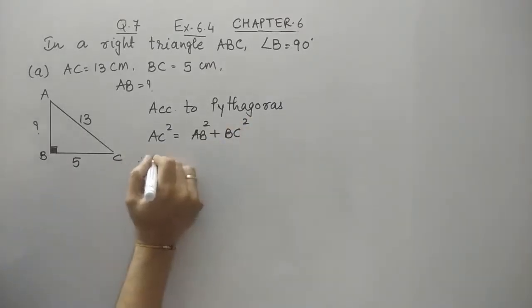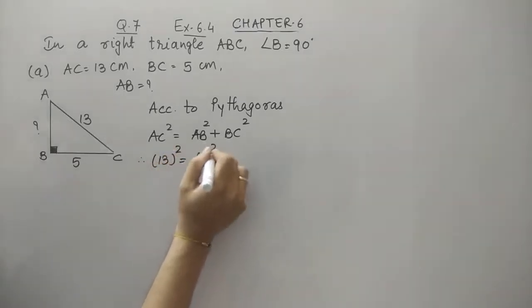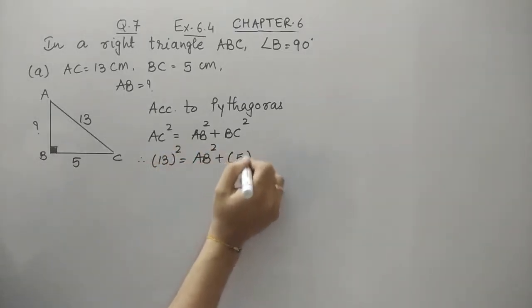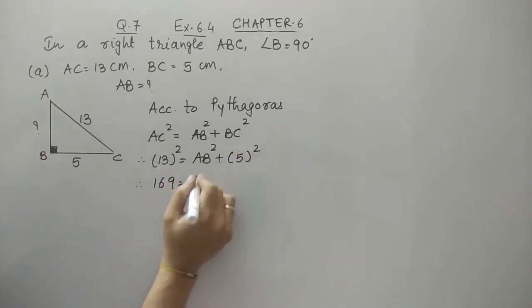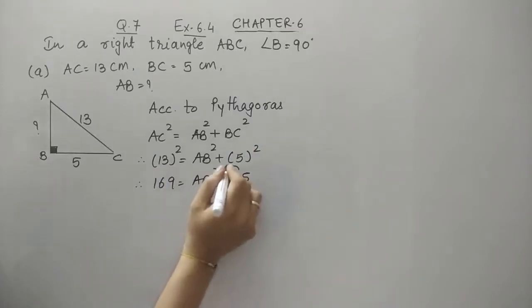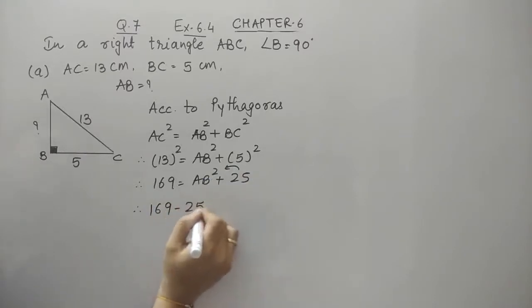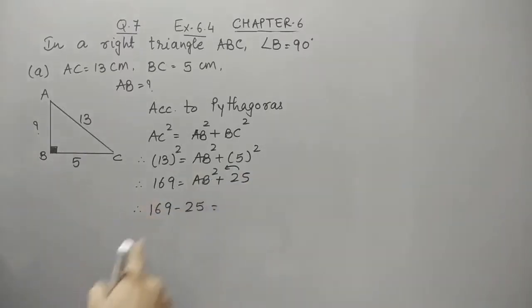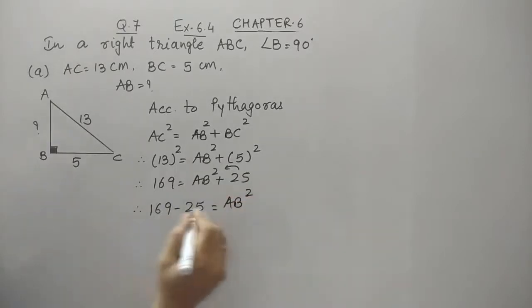We have AC, so let's substitute that value, 13. AB we have to find out, and BC is 5. We know the square of 13 is 169. AB square we have to find out as it is, and the square of 5 is 25. I will take this 25 to the left hand side because I have to find AB. We do not move AB to the left hand side because it would become negative. So the subtraction of these two is 144.